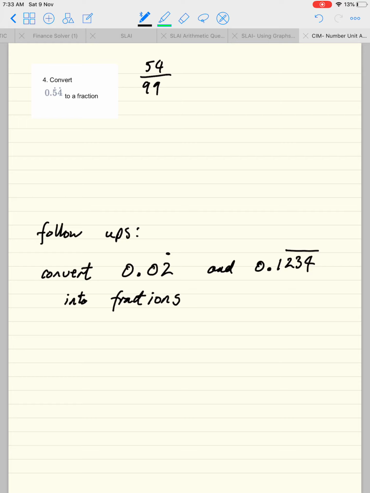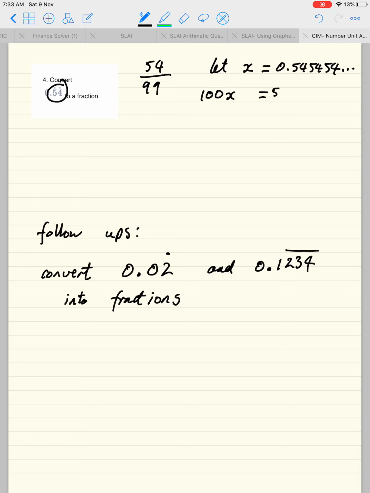Okay, so start with let x represent the answer 0.545454 and so on. And the key here is we're going to times both sides by a number. The number you choose is 100. Now it's 100 because in the original question there are two repeating digits. So times the left hand side by 100. Now times the right hand side by 100.